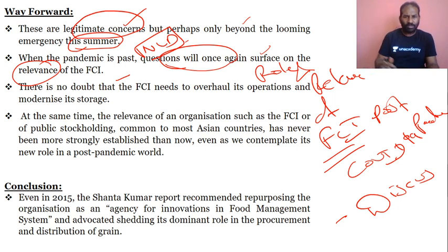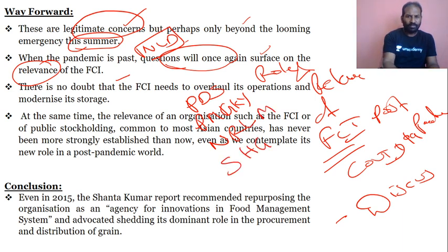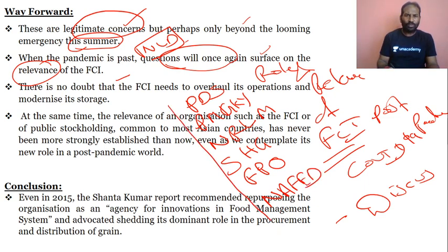See, we were talking about the PDS system, and then we were talking about Pradhan Mantri Garib Kalyan Yojana. We were talking about National Rural Livelihood Mission. We were talking about self-help groups. Fine. We were talking about farmers producers organizations. We were talking about NAFED.